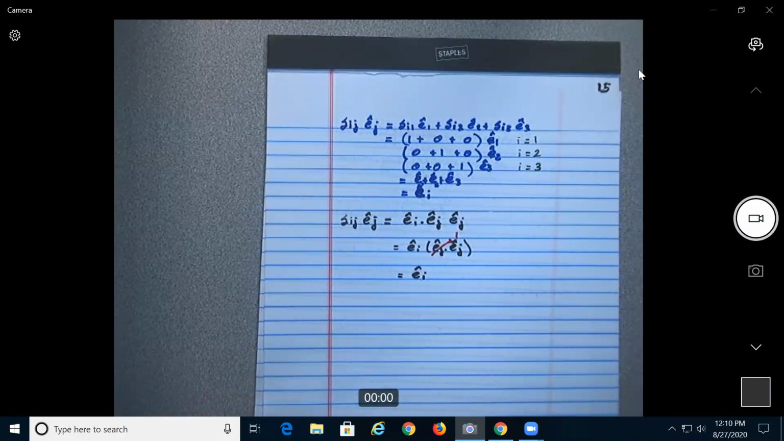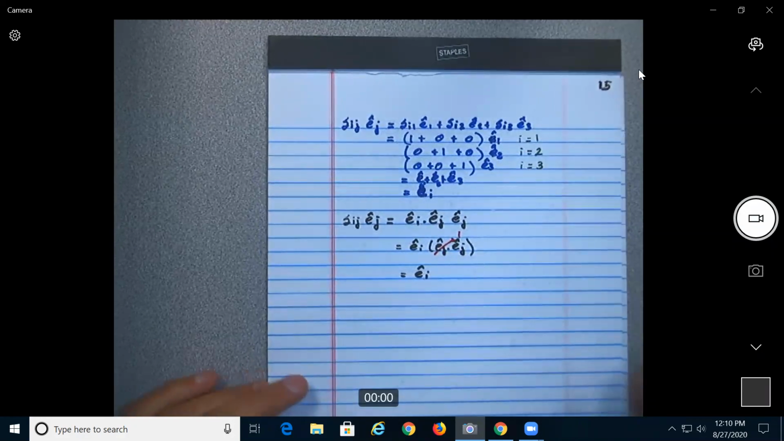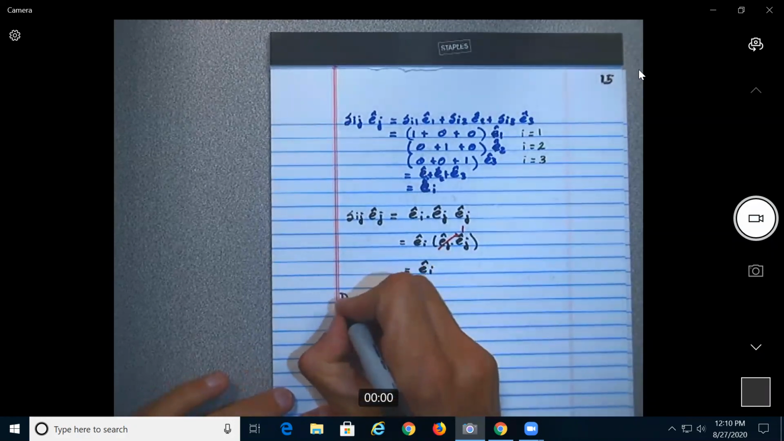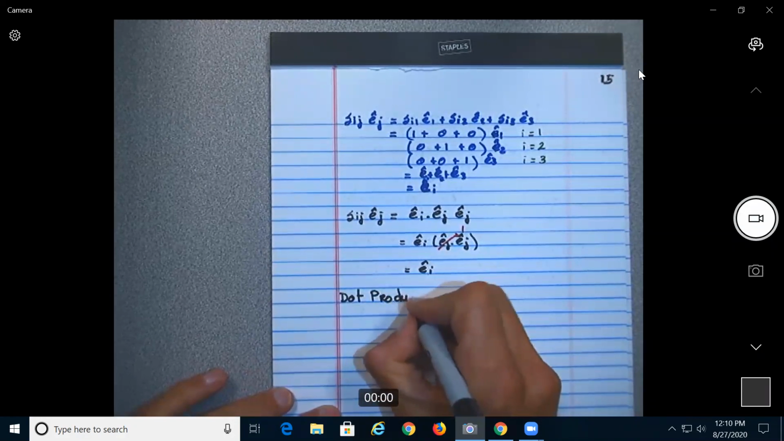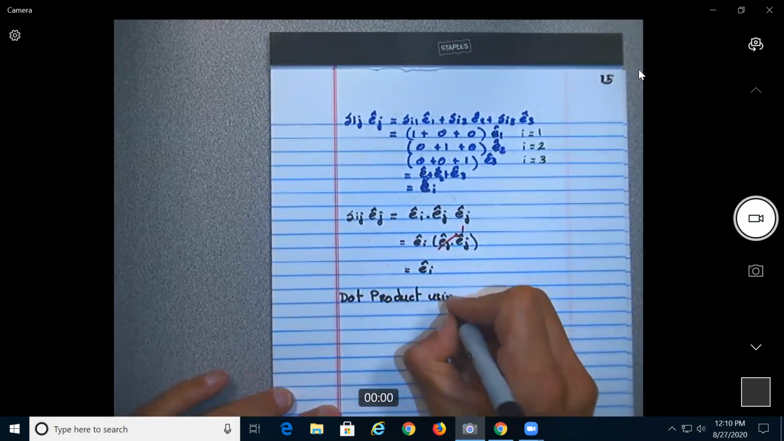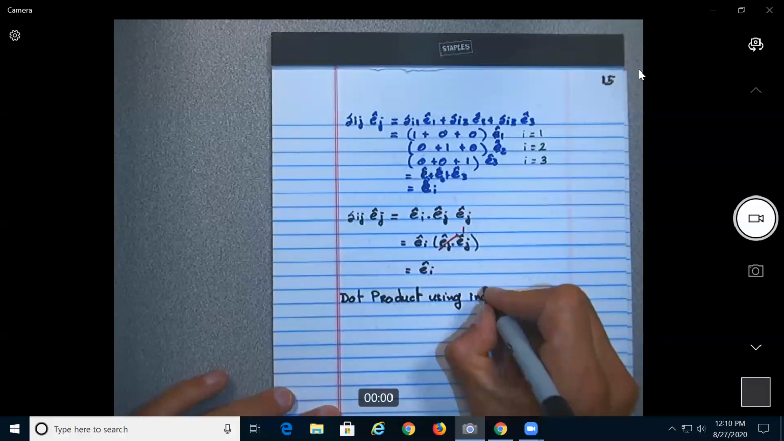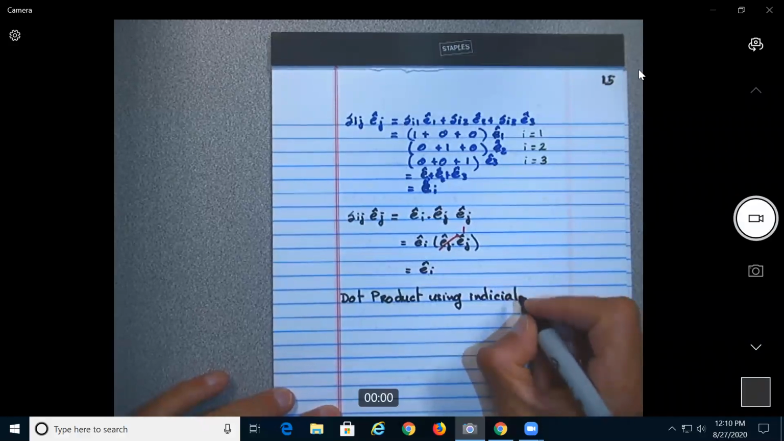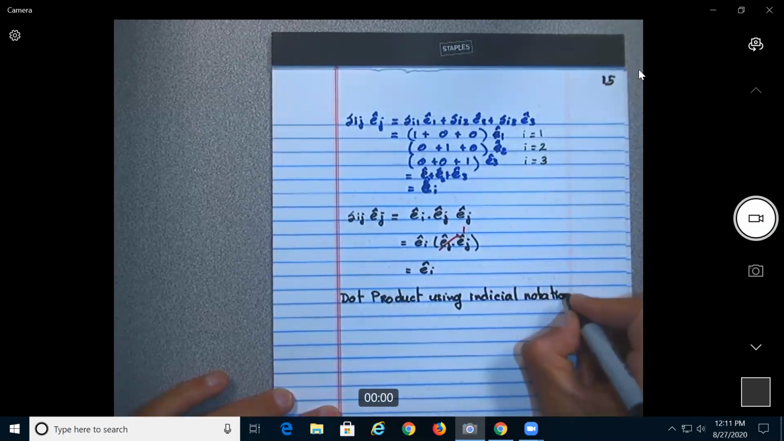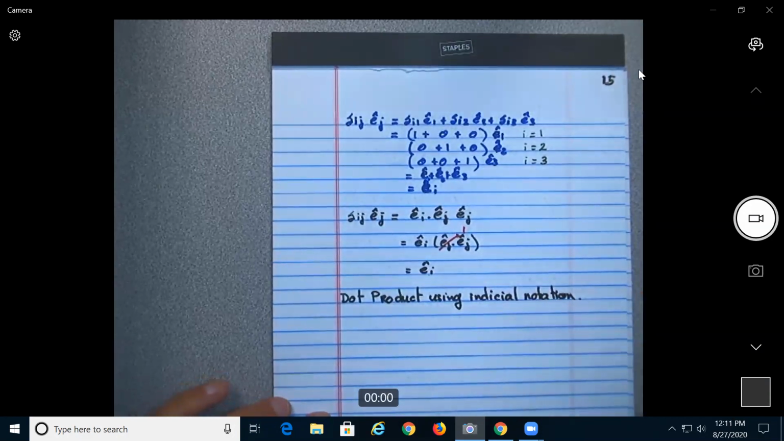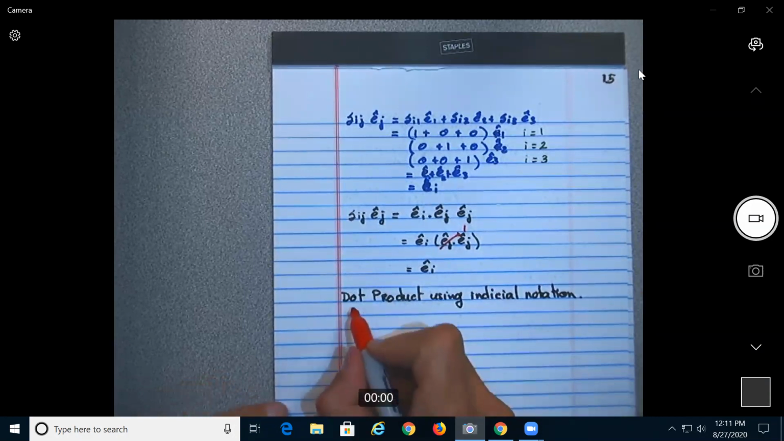So this is our place from the class note. This is another one. All right. So now we're going to do the dot product using indicial notation, which is what we just did, really.